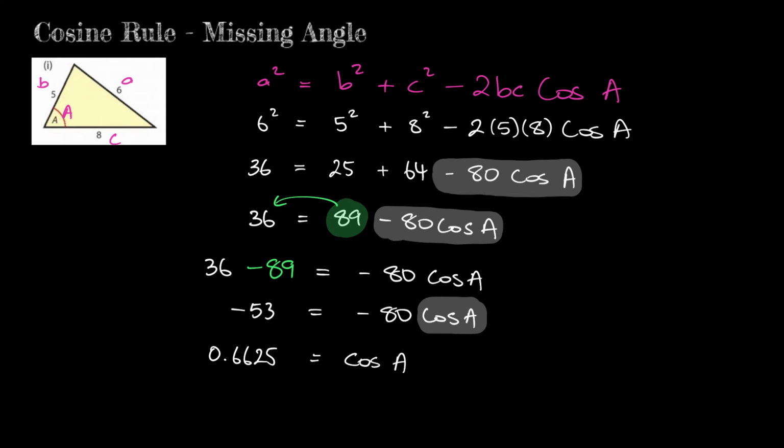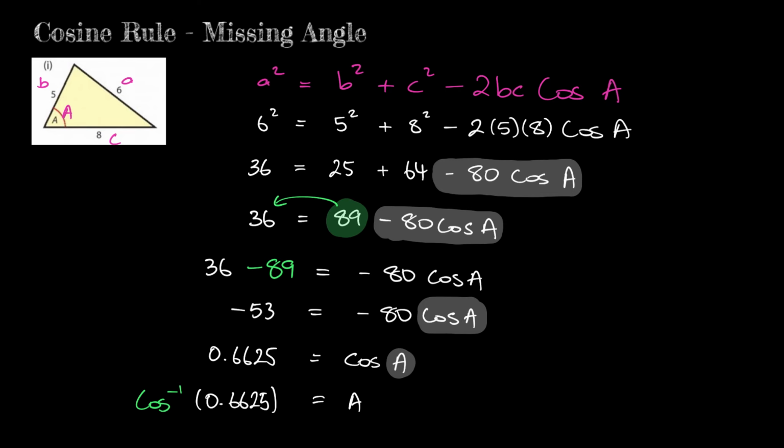So the last step there, if I want to find A, I need to get A by itself. Here I've got cos of A. I don't want cos of A, I just want A. So in order to get A by itself, I need to get the cos inverse of both sides. So I need to get the cos inverse of 0.6625. Okay. And if you type that into your calculator, cos inverse of 0.6625, you will get an answer of 48.509.